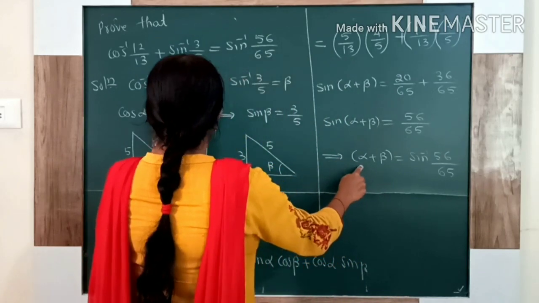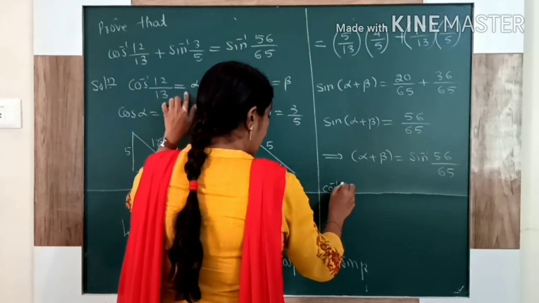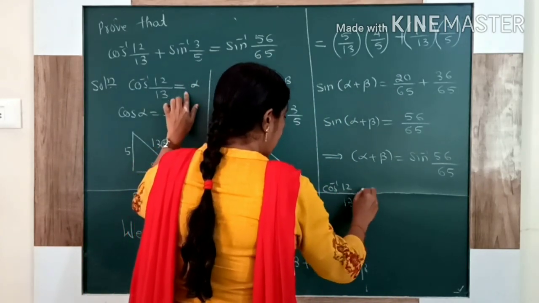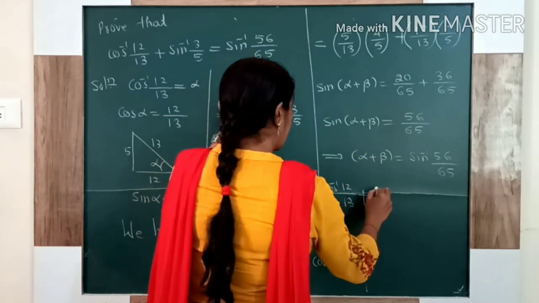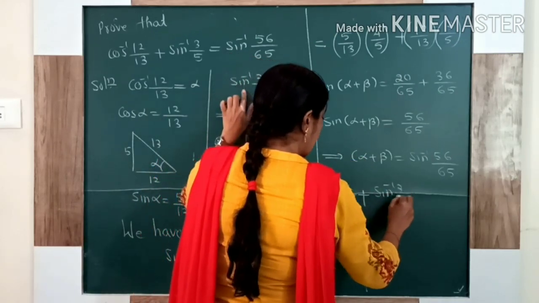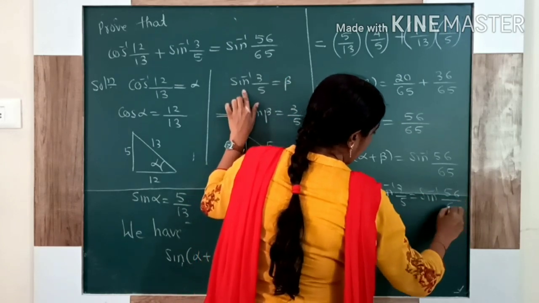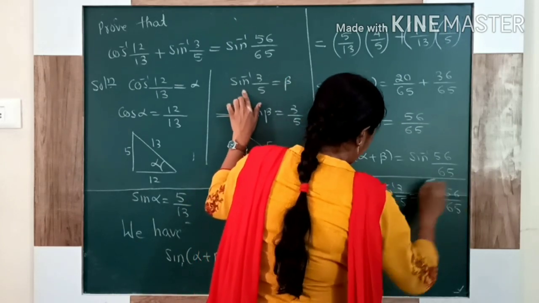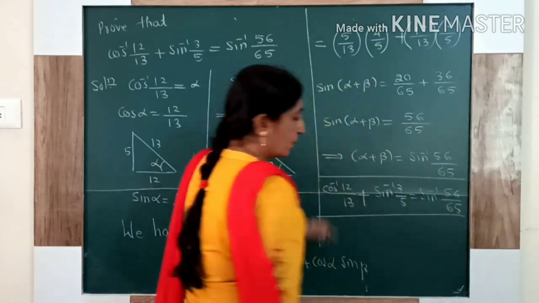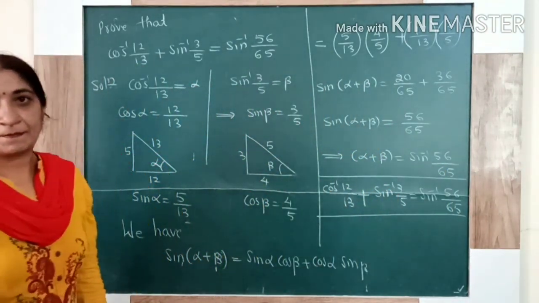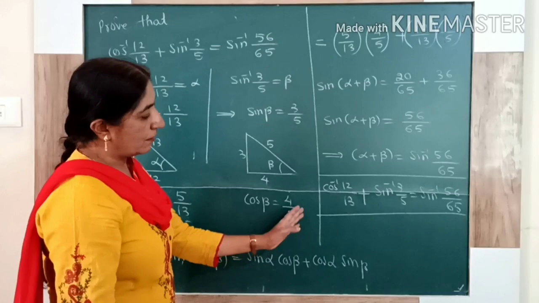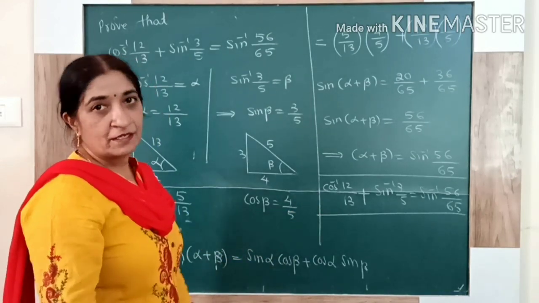Write down these values. Alpha is cos inverse 12 by 13. Beta is sin inverse 3 by 5. Then write down the calculated answer. So this is the simple hint. You can solve the problem very easily. Then I am continuing the remaining part in the next class.